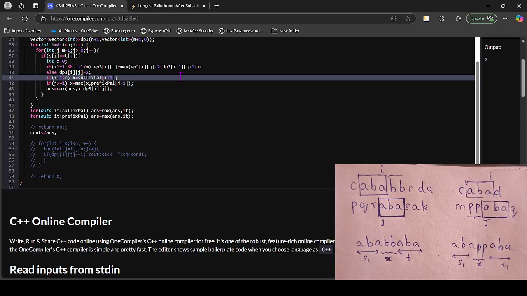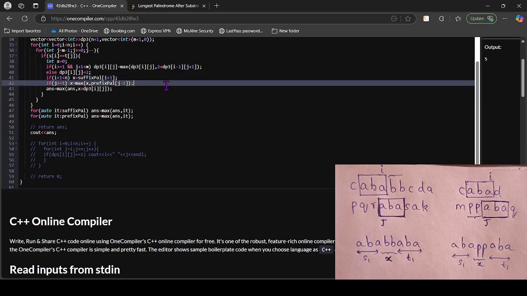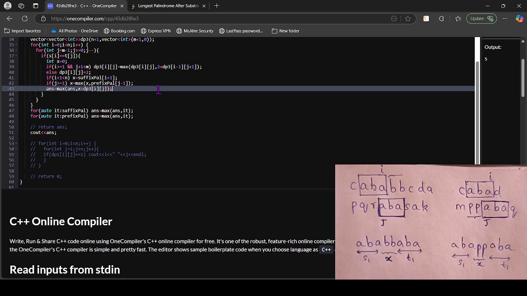So if i plus 1 is less than n, x is equal to suffix palindrome of i plus 1. If j is greater than or equal to 1, x is equal to maximum of x comma prefix palindrome of j minus 1. So the answer is equal to maximum of answer comma x plus dp3 of i j. X is equal to the extra palindrome length, and dp3 of i j is equal to the maximum length when the substring selected from the first ends at i and the second substring starts from index j.